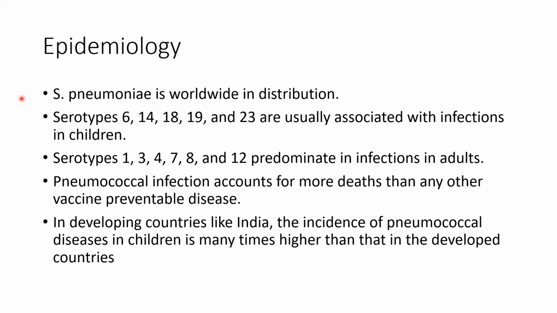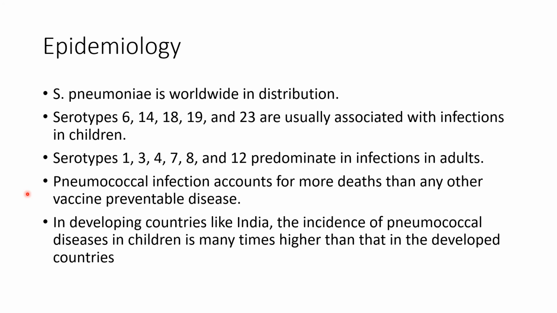So talking about epidemiology, Streptococcus pneumoniae is worldwide in distribution. As I said before, there are around 90 serotypes. Among that, serotypes 6, 14, 18, 19 and 23 are usually associated with infection in children, whereas serotypes 1, 3, 4, 7, 8 and 12 usually affect adults. And children between 6 months and 4 years of age and adults over 60 years of age are most commonly at risk for pneumococcal infection.